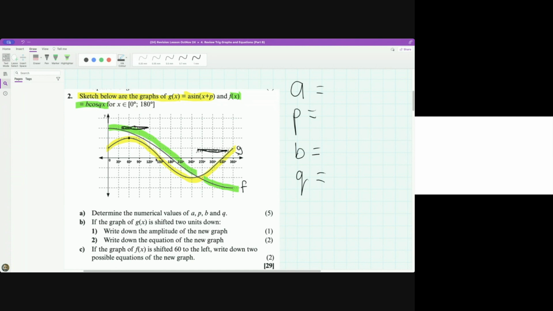Now, A is the amplitude of this yellow graph. So how are we going to figure out the amplitude? Well, let's think about what the highest point is here and what the lowest point is. Is there a way that this can help us figure out what A is?